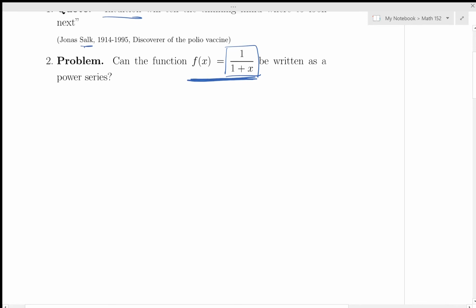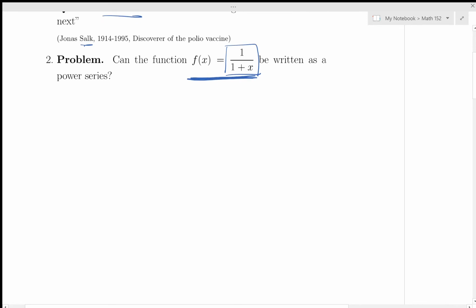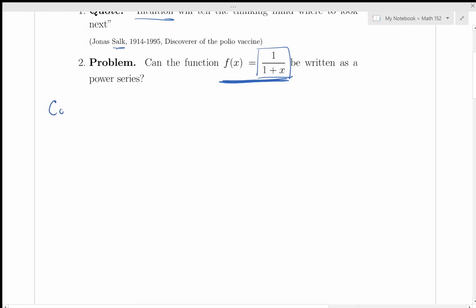Okay, so we're going to take a look at this function here, 1 over 1 plus x. Then what we're going to do is take a look at the geometric series, which is not exactly this, but we are going to be able to see how to make substitutions. Consider the geometric series. We know the geometric series looks like this: 1 plus x plus x squared plus x cubed plus dot dot dot, and that can be written like this: the sum n equals 0 to infinity of x to the n.